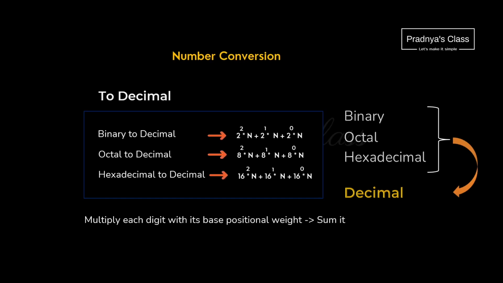I hope the set 1 is clear to you now. Moving ahead to the set 2. In this we are converting binary to decimal, octal to decimal and hexadecimal to decimal. How to do these conversions?